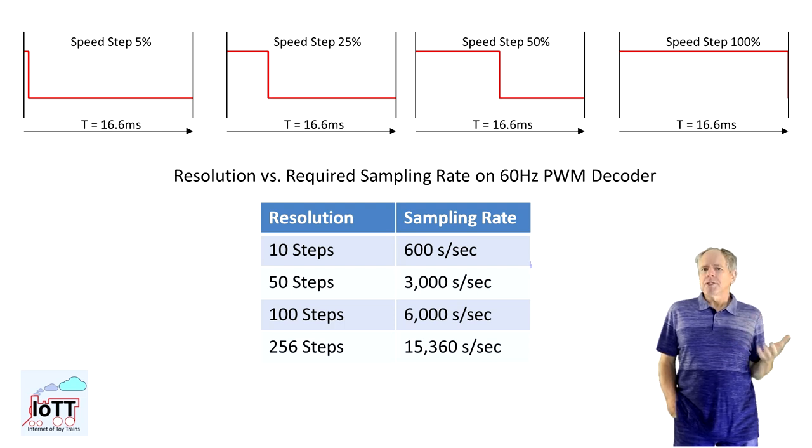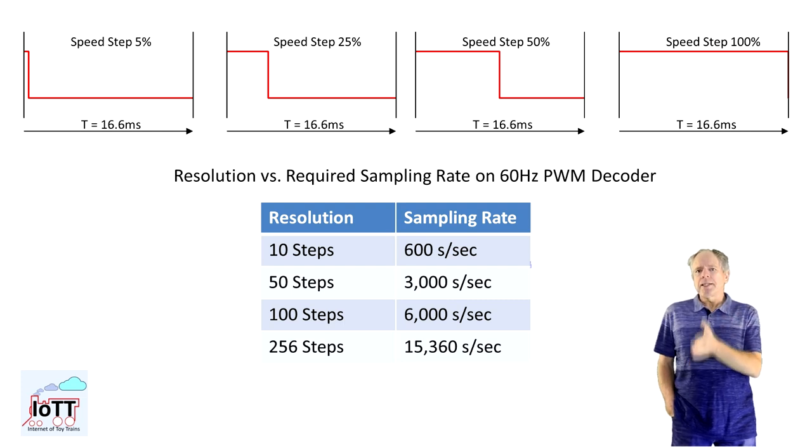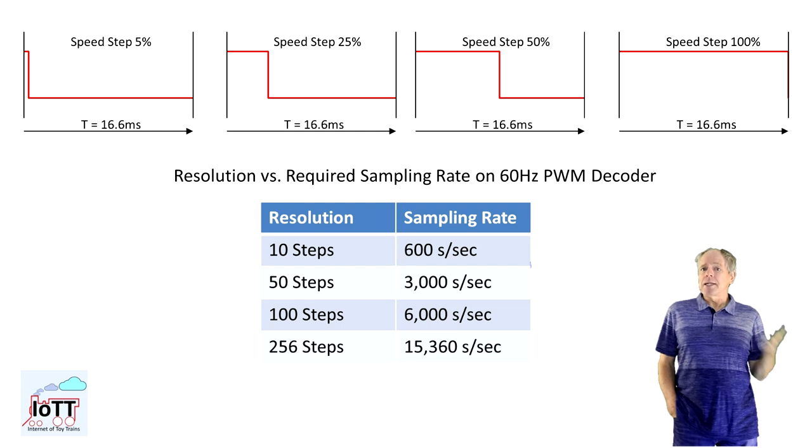Now, if we want to measure the current of that signal, say with a resolution of 100 increments, we need to sample the signal 100 times during the period and determine how many times it was on. So we have to sample 100 times in 16.6 milliseconds, which amounts to a sampling rate of 6,000 samples per second. Compare this to the 10 samples per second DCCX is actually doing.